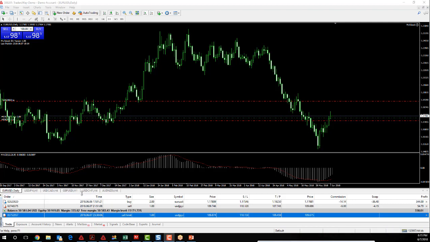So we're going to take a look at all of these currency pairs here and see if we can actually identify a few trading opportunities on top of what we already have.